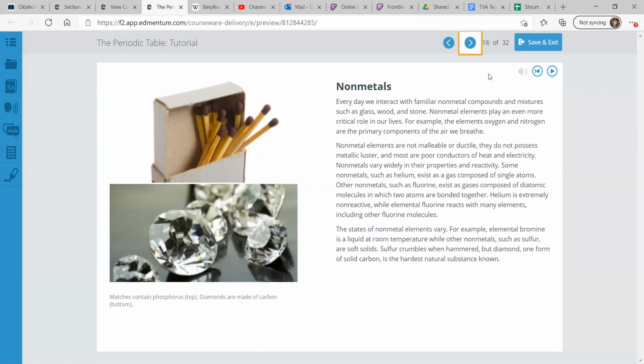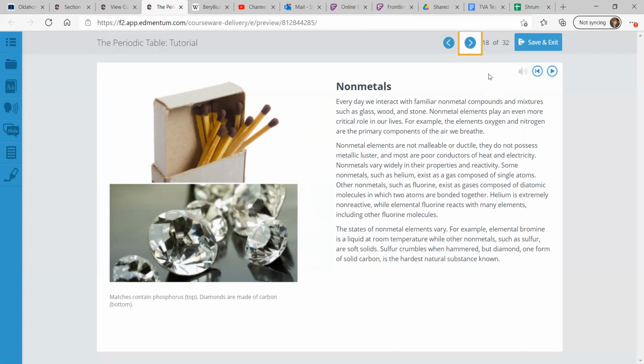Nonmetals such as helium exist as a gas composed of single atoms. Other nonmetals like fluorine exist as gases composed of diatomic molecules in which two atoms are bonded together. Helium is extremely non-reactive, while the element fluorine reacts with many elements, including other fluorine molecules.